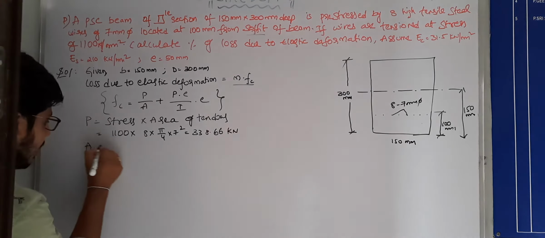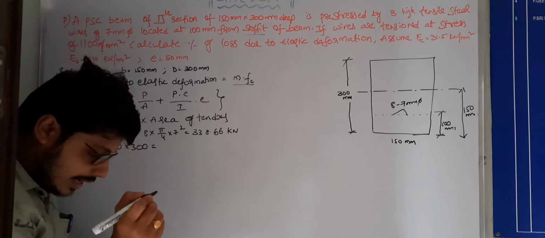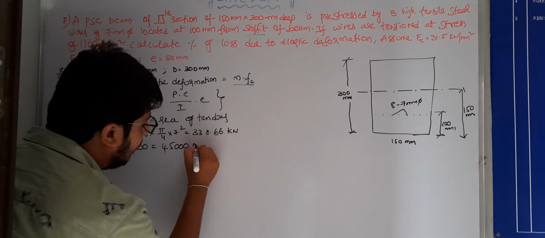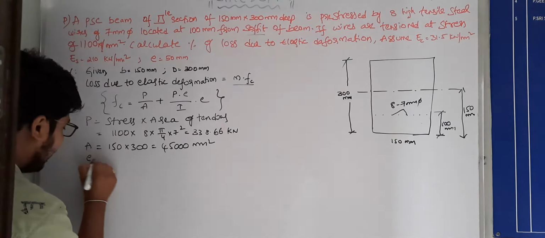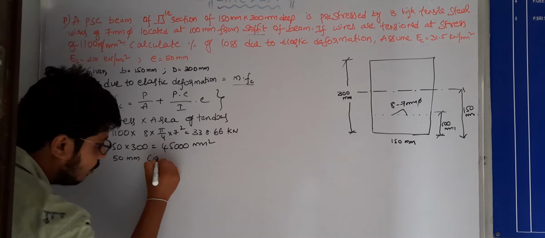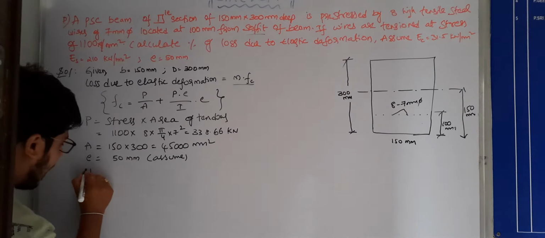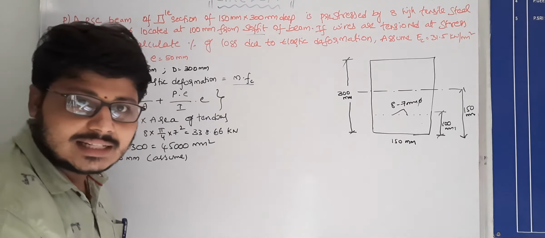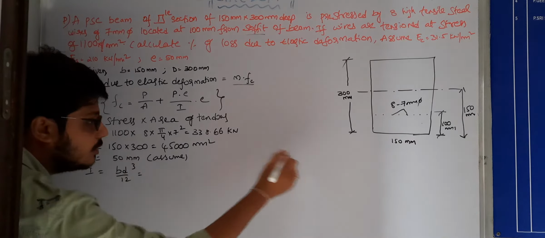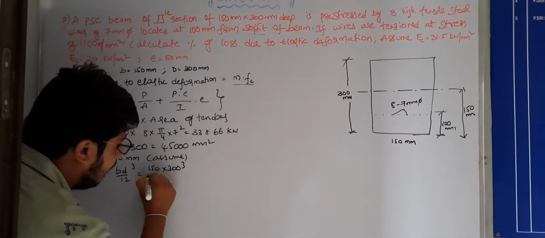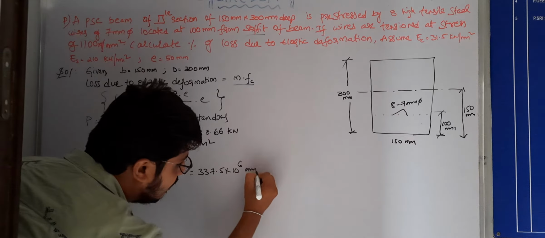Okay, next area. Area is nothing but the area of the rectangle, 150 by 300. We will get 45,000 mm square. Next, e is given as 50 mm, which is an assumed value given in the question. Next, I is the moment of inertia of the rectangular section, which is BD cube by 12. So 150 into 300 cube by 12, which gives 337.5 into 10 power 6 mm power 4.